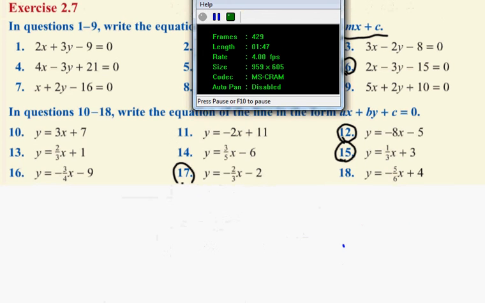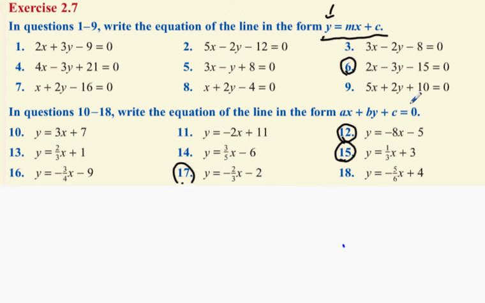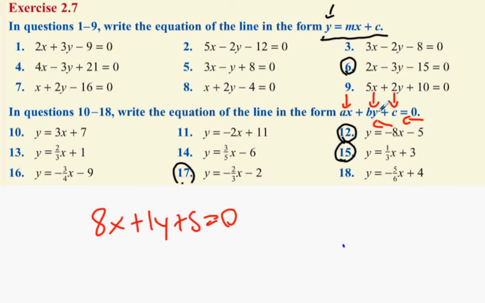What we have next is, it wants 0 on the right hand side and it wants everything else over on the left hand side. No fractions if you can help it. Okay, so move the 8x and move the 5 over the other side. So we're going to get 8x plus 1y plus 5 equals 0. Do you see the way the x comes first, the y comes second, and the number comes third? That's all you've got to do. So that's question 12 done. Pretty difficult question, that one.